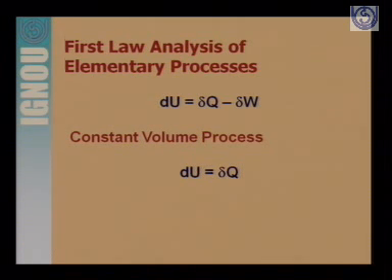So finally we get the expression for the first law of thermodynamics for a constant volume process: dU is equal to delta Q. Here you see that we are using d for U. The reason behind this is that U is the energy, a point function, while Q is the heat, and heat and work are path functions. That's why we are using delta for Q and d for U.